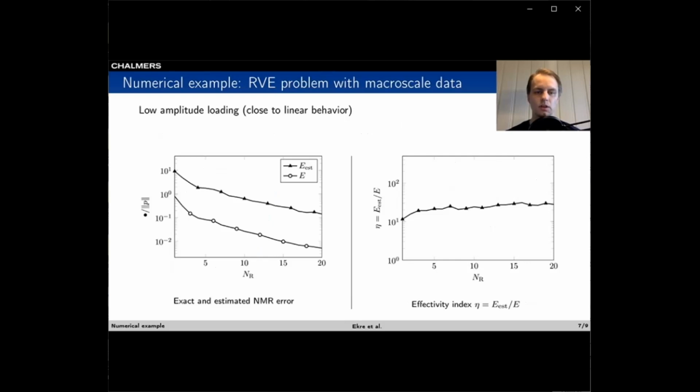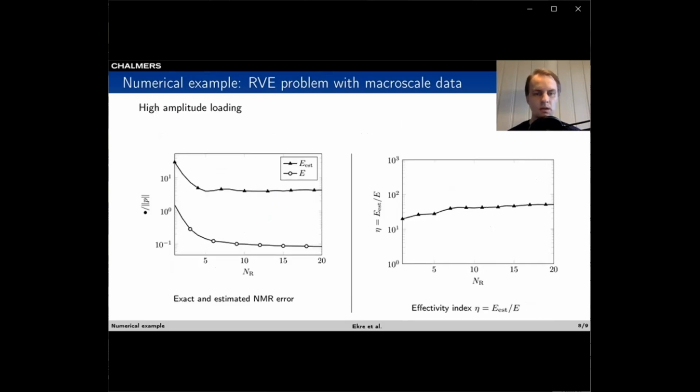To the left you can see the estimated error as a function of the number of modes, and also the exact error, which is computed based on the finite element solution. And to the right you can see the effectivity index, which is a measure of the sharpness of the estimate, and in this case we overestimate the true error by a factor of 10. And here you can see the same results but for a high amplitude loading, so we are clearly in the nonlinear zone. And in this case the true error and the estimated error don't go down as much, but to the right you can see that the effectivity is only slightly worse.